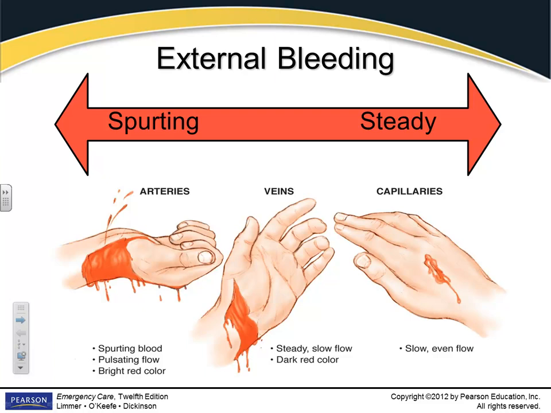Okay, here we have capillary is slow, even, I don't know what all that means, but this is an oozy kind of thing. When do we see a capillary bleed commonly? Yeah, with road rash, a nosebleed often might be a capillary bleed. It could be a venous bleed. Arterial bleed, you're gonna recognize that one. That's no problem.